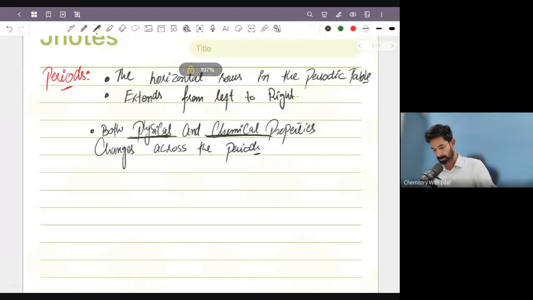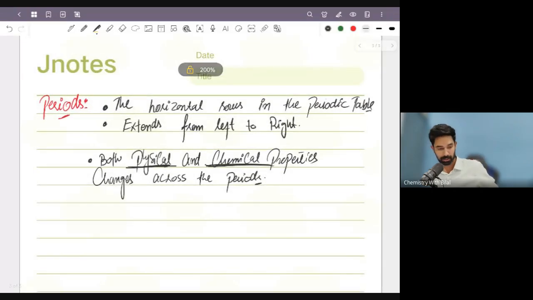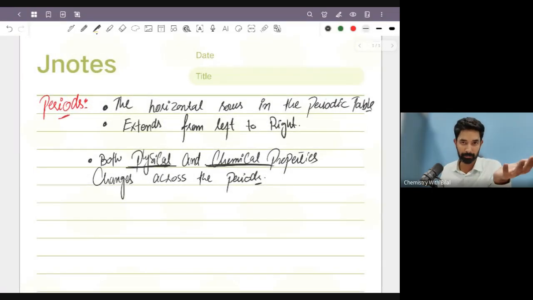Make sense, everyone? Please check this important information about the periodic table. First of all, the atoms are arranged in the periodic table in order of their increasing atomic number from left to right. What are groups in the periodic table? They are the vertical columns, top to bottom. Atoms in the same group show similar chemical properties because they have the same number of valence electrons, or you can say outer shell electrons. And periods are the horizontal rows, extending from left to right. Both physical and chemical properties change across the period.